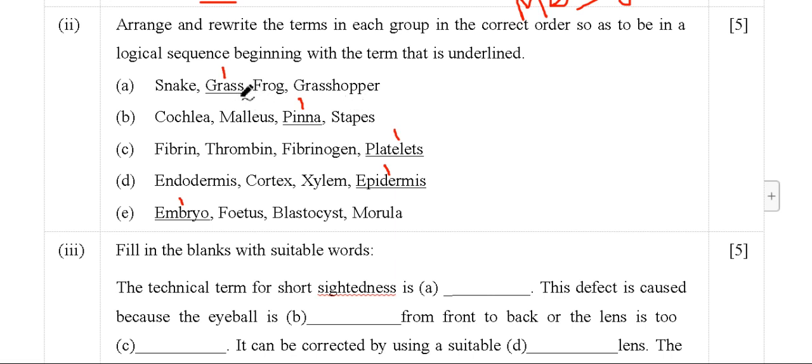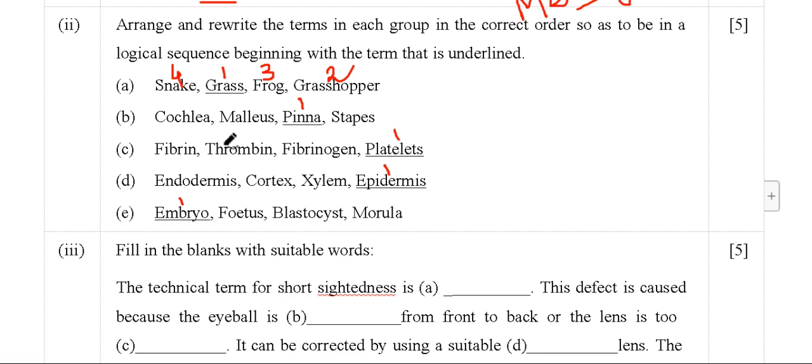So first is grass, and then grass is taken by grasshopper. Grass is the producer. Grasshopper is the primary consumer. And then from this grasshopper, it will be taken by the frog, the secondary consumer, and then frog will be taken by snake. So grass, arrow, grasshopper, arrow, frog, arrow, snake. It will be the correct arrangement.